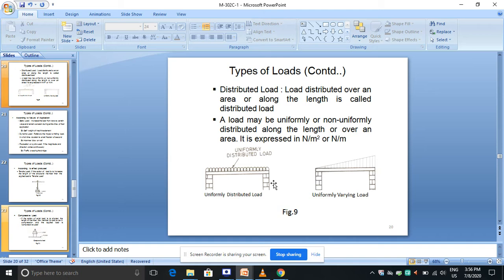That means you can call it a point load or concentrated load. Next is distributed load. Load distributed over an area or along the length is called distributed load. The load may be uniformly or non-uniformly distributed along the length or over an area. It is expressed in newton per meter square or newton per mm. Here the load is applied throughout, so you can call it a uniformly distributed load. Here the load is varying continuously, so let's say non-uniformly distributed.